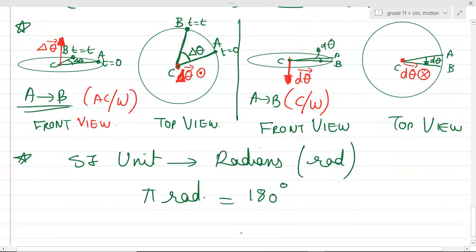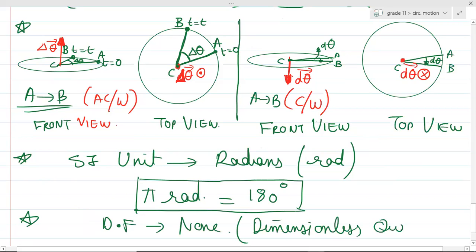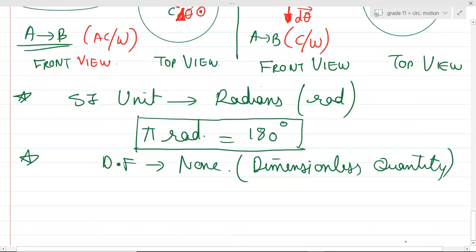Everyone knows this, no? Pi radian is equal to 180 degrees. We have already discussed this. Radian is a dimensionless quantity. If someone asks you the dimensional formula, then the dimensional formula is none. Why? Because it's a dimensionless quantity. I'm saying dimensionless, not directionless. Okay? There's a huge difference between them.